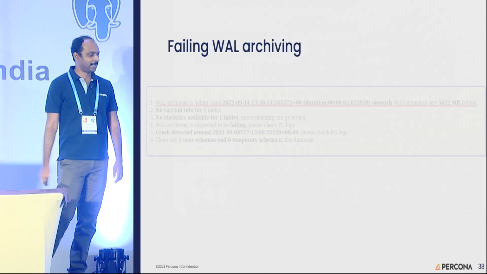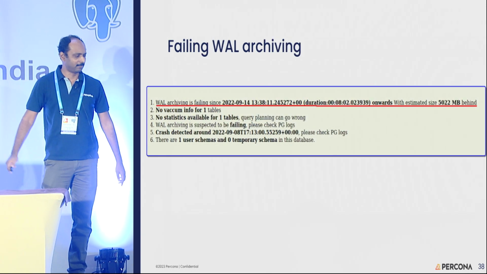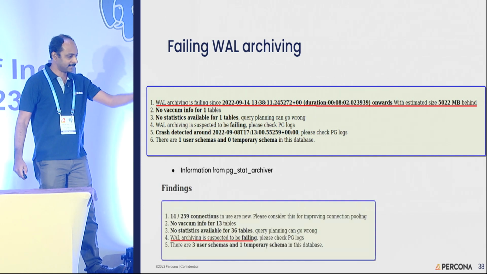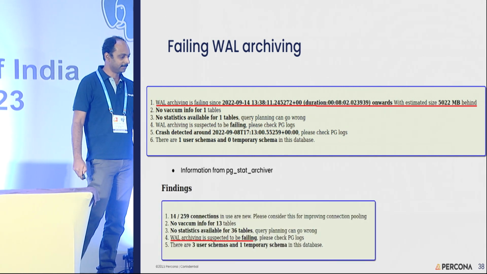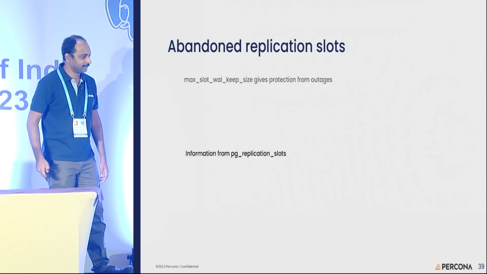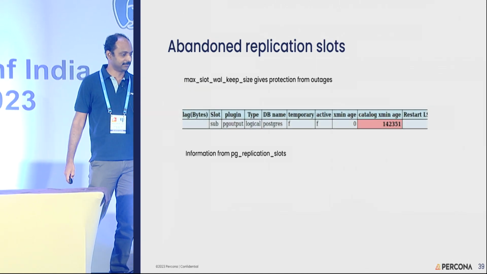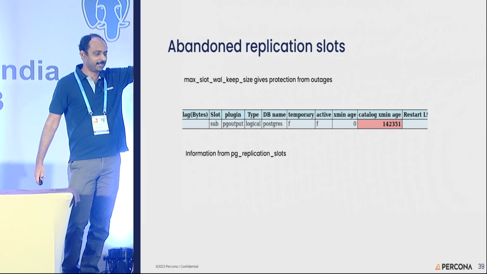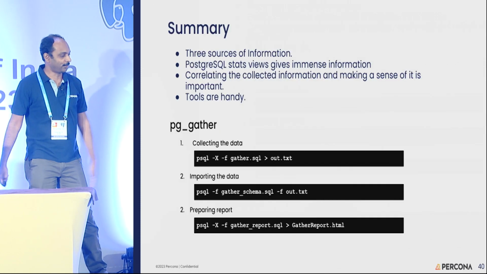Failing WAL archives, yes, that is a common problem. The information is there in pg_stat_archiver. Just rushing through. Replication slots. In this case, it is holding the catalog xmin for so long.